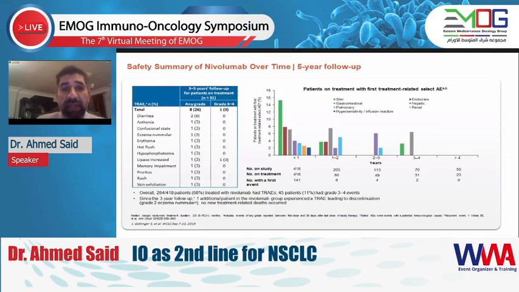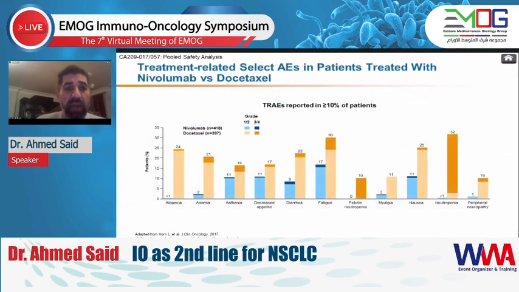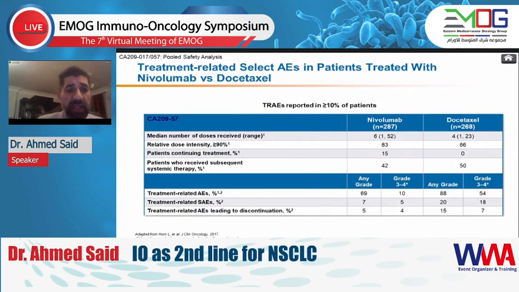As regards the safety, nivolumab was tolerable with fewer side effects than conventional chemotherapy. We can see here the distribution of adverse events versus conventional chemotherapy. We can see the treatment is tolerable with any grade toxicity at 69%, with grade 3 and 4 at 10%, rather than 88% of any grade and 54% of grade 3 and 4 in the docetaxel arm.